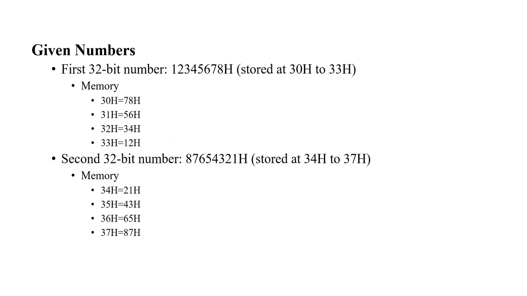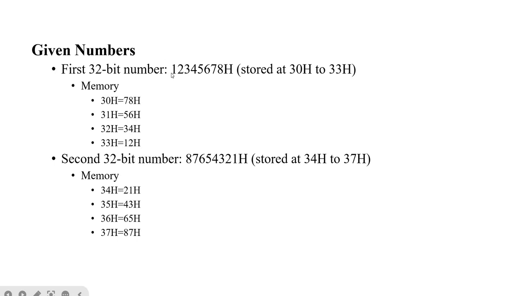Today we will see an 8051 assembly language program to perform the addition of two 32-bit numbers stored in the memory locations. Before that, we will see how to add two 32-bit numbers. Here I have taken the first 32-bit number as 12345678, which is stored at memory locations 30H to 33H.